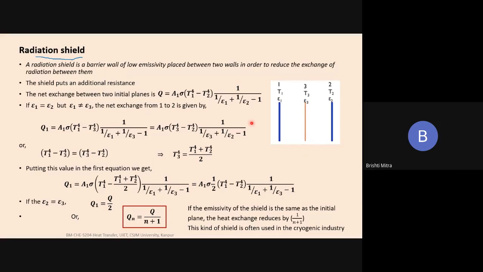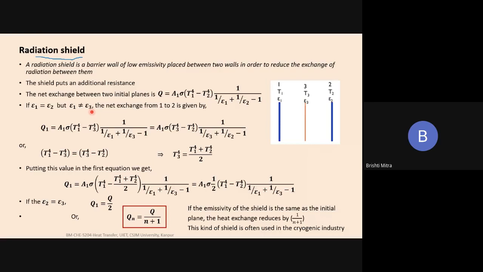Suppose this barrier was not there, then the rate of heat exchange between these two plates is equal to A1 sigma T1 to the power 4 minus T2 to the power 4 divided by 1 over epsilon 1 plus 1 over epsilon 2 minus 1. These are parallel plates, so the areas are the same. Here epsilon 1 is equal to epsilon 2, that means the emissivities of the blue plates are the same, but epsilon 1 is not equal to epsilon 3, and epsilon 2 is also not equal to epsilon 3.